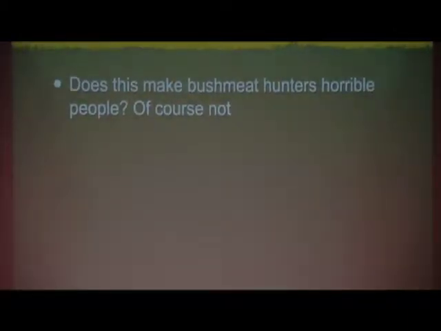Now, a lot of times people think that I hate bushmeat hunters, that I think they're evil and they're horrible. And this is actually the opposite. Okay? I don't think that they're horrible. I think that they're in a horrible situation and they don't have any way out.